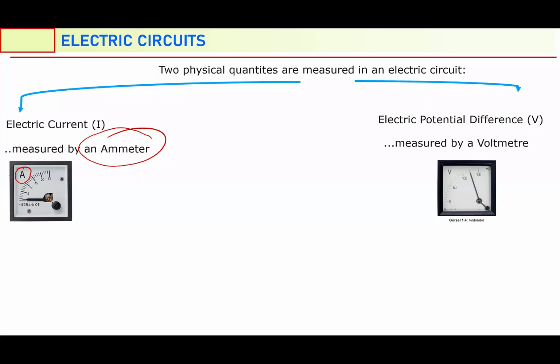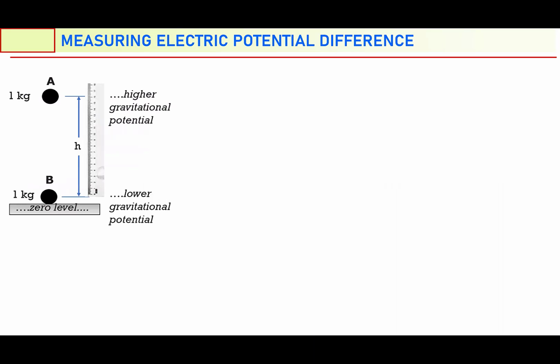Any device which measures potential difference is called a voltmeter. On the surface of the device, V is written. Voltmeter, ammeter. So how do we measure electric current and how do we measure electric potential difference? Now I am going to talk about this. First, measuring electric potential difference.